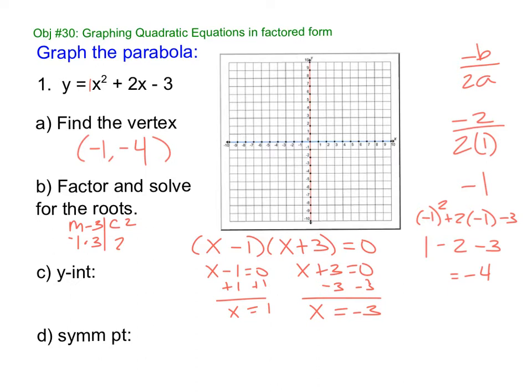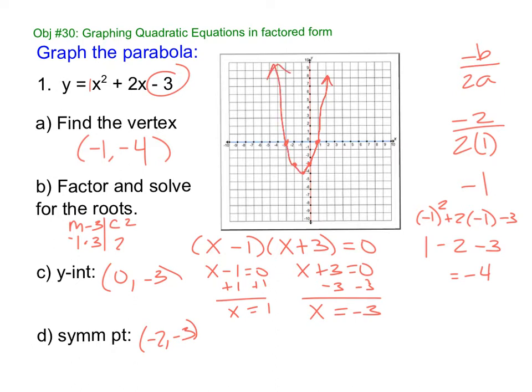All right, so I got the vertex negative 1, negative 4. I have my roots of 1 and negative 3. My y-intercept is negative 3, and my symmetric point is negative 2, negative 3. And notice we could have done over 1, up 1. This is my vertex, so over 1, up 1, over 2, up 1, 2, 3, 4. So that is a method still, even though we're looking at it in a different form.